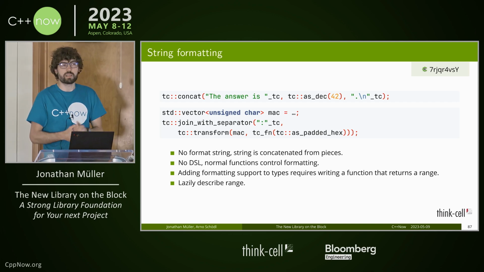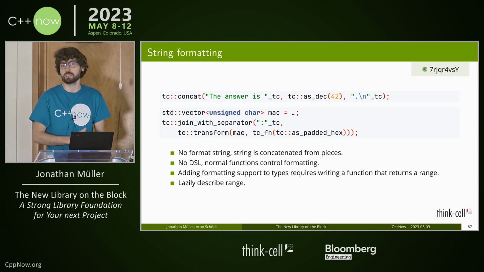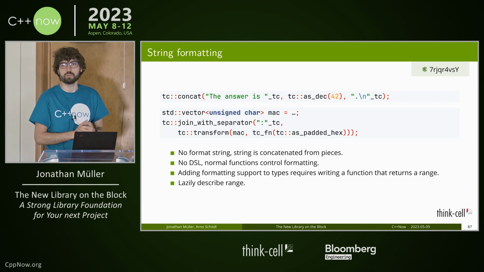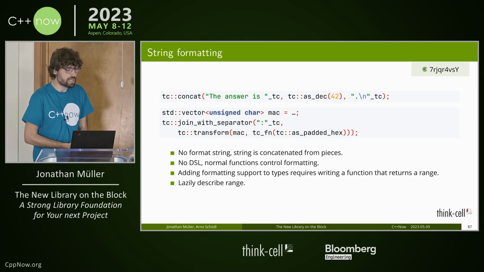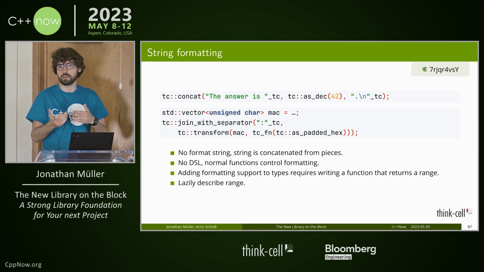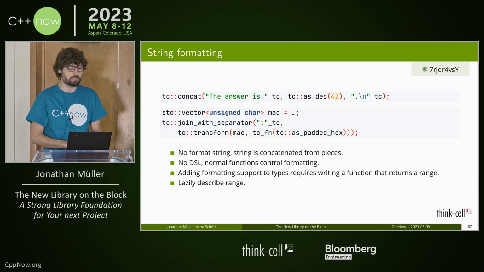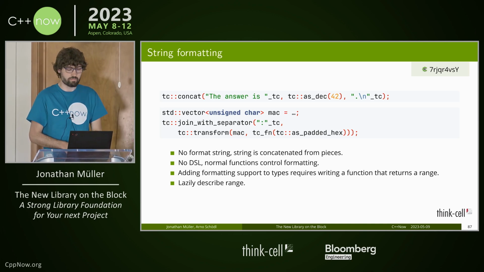So we don't have a format string, instead everything is concatenated. So this means we also don't have a DSL, we have normal functions, which is nice because the compiler knows about them. We get auto-completion for the functions we want, we can really conveniently check it and so on. And if you want to add formatting support, we just need to write a function that returns a character range. No need to figure out how many format specifiers we want. We can just pass arguments to that function. And the entire thing lazily describes the entire range and does nothing until it's used.